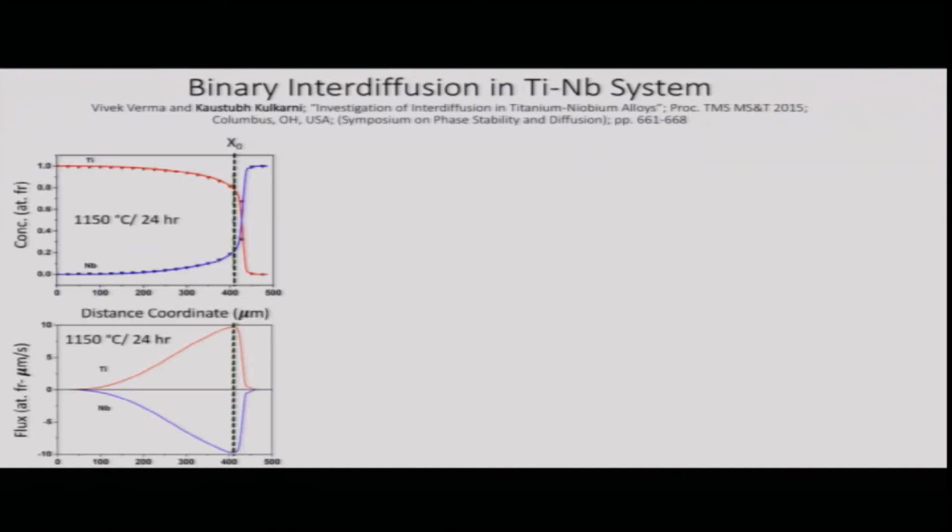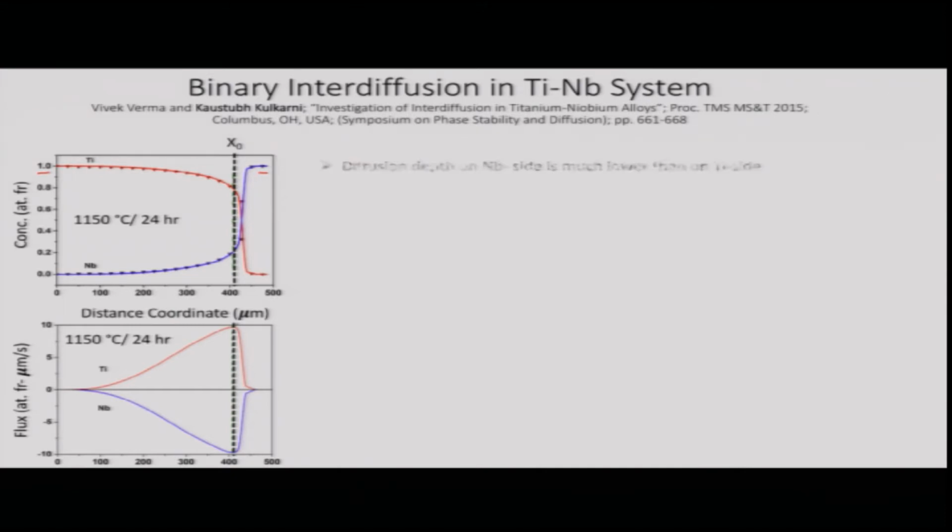First, we will look at a binary titanium niobium system. This we worked for determining interdiffusion coefficients as a function of compositions at different temperatures, and I have shown here one binary diffusion couple between pure titanium and pure niobium. So, on the left side we have pure titanium, right side we have pure niobium. The first figure here on top is the concentration profile. This diffusion couple was annealed at 1150 degree centigrade for 24 hours.